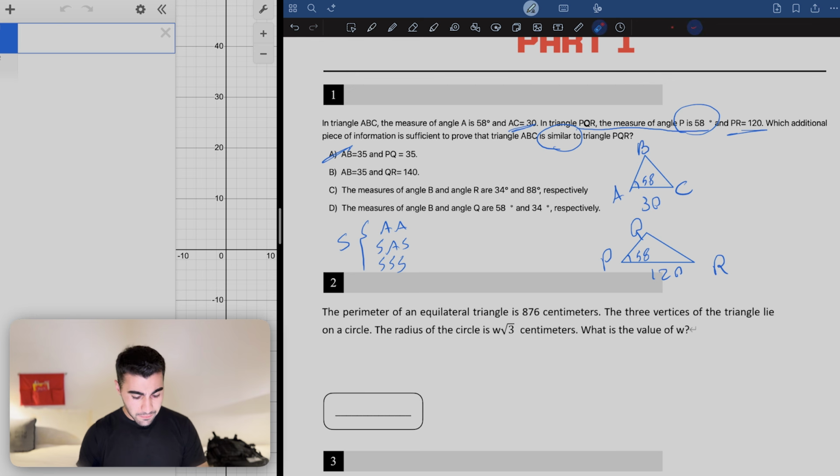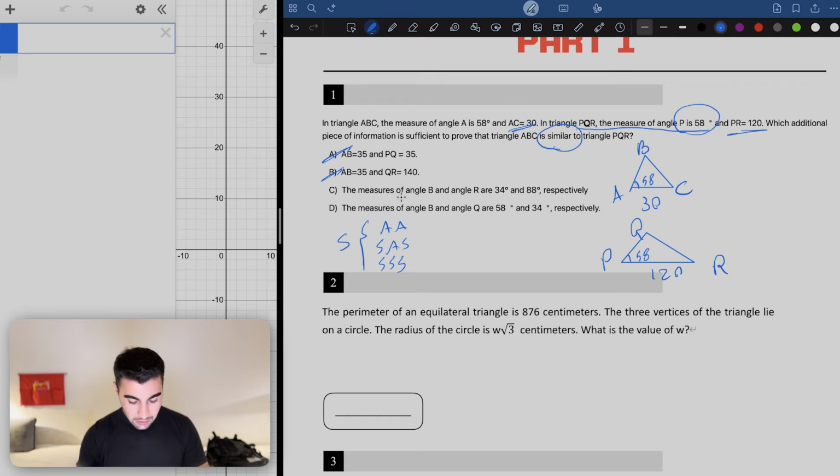Choice B says we have AB 35 and QR is equal to 140. So AB 35 and QR is 140. So again, now this side proportional times 4. This side should be proportional with this side, not with this side, right? And also, if these two sides are proportional, the angle is not between these two sides. So this is also out, okay?